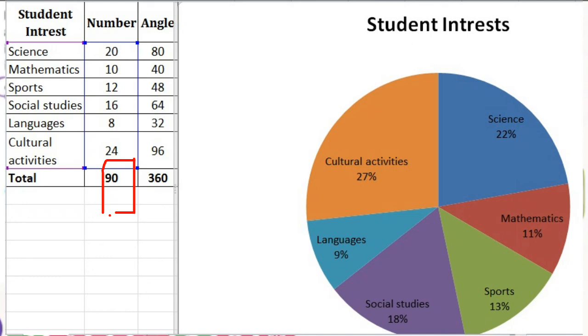Okay, by this method we can draw the pie charts for other values.